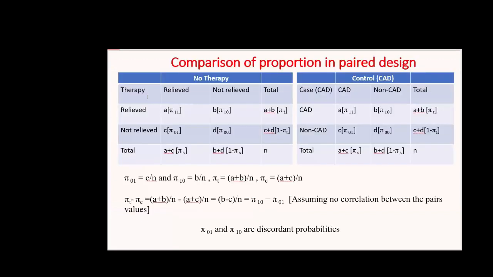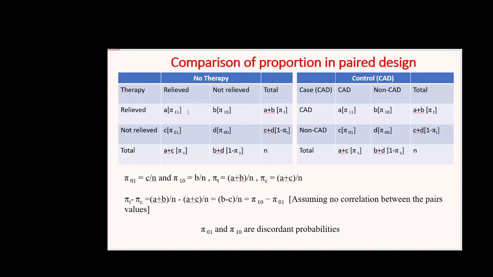Okay, now we come to this match. One group is taking the therapy, another group is taking control, with no therapy. So the total number of pairs here is n pairs. This is a 2 by 2 table of therapy relieved. Those who are taking therapy are relieved, and those who are not taking any medicine are also relieved. That is called A. It means relieved by both therapy and the control.